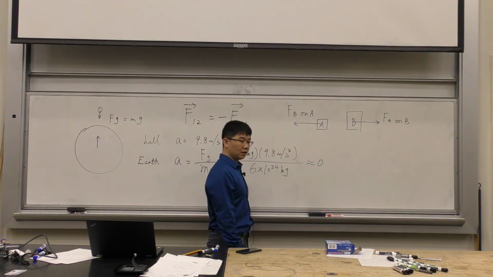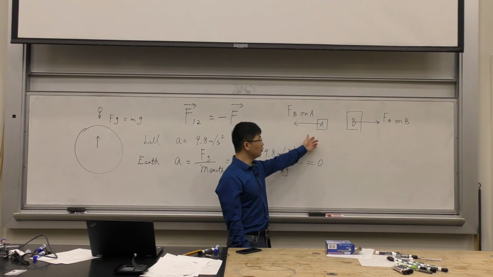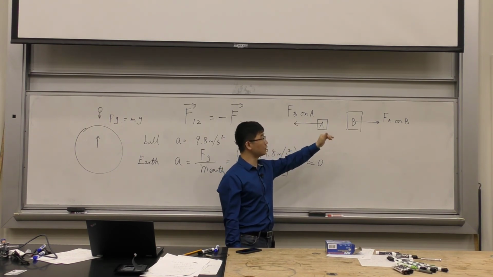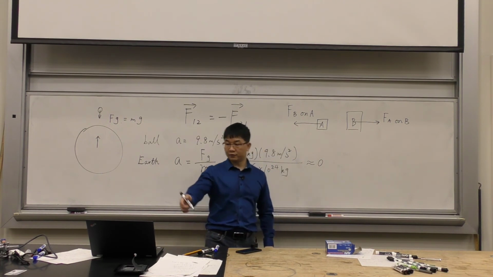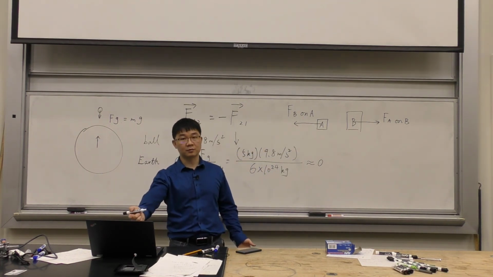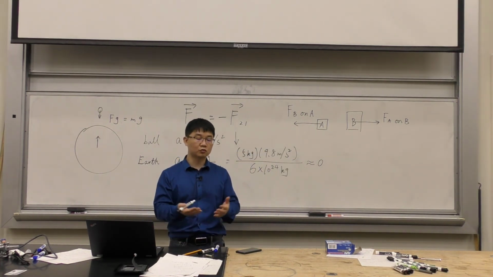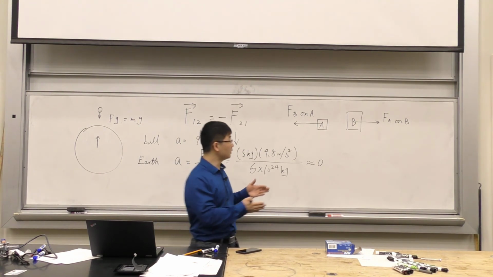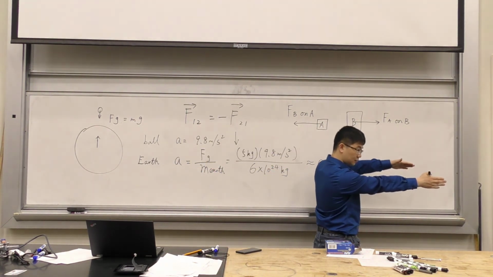But how come I don't see A moves in this direction? If A pushes B in that direction, B pushes A back. But you can do this experiment on any surface: you're pushing two things together, and there's a force between them pushing on each other in opposite directions. But I always see these two moving together in that direction.